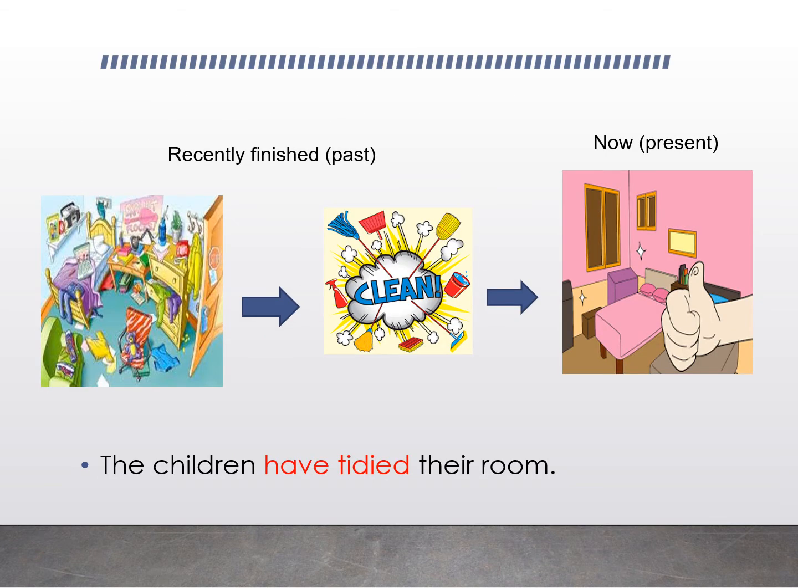Another example, the room was untidy, it wasn't clean. The children cleaned their room and now it is what? It is tidy. So we say the children, which is plural, have tidied their room because it's an action that happened in the past, but the results are obvious in the present.